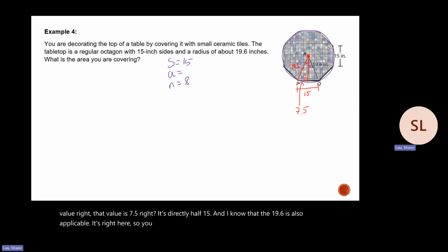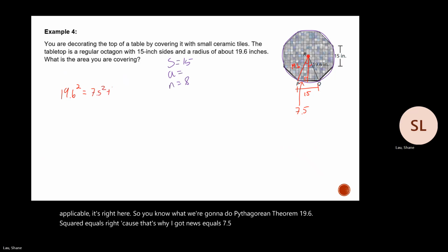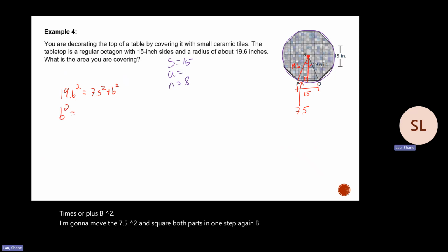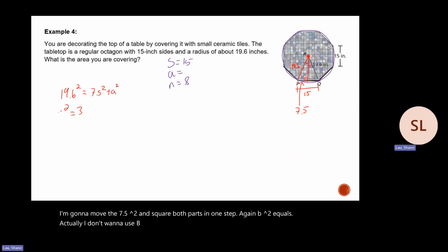So you know what we're going to do? Pythagorean theorem. 19.6 squared equals, because that's my hypotenuse, 7.5 squared plus b squared. We'll have that. I'm going to move the 7.5 squared and square both parts in one step. Actually, I don't want to use b. Let's use a because it makes more sense with apothem, and a squared plus b squared equals c squared.